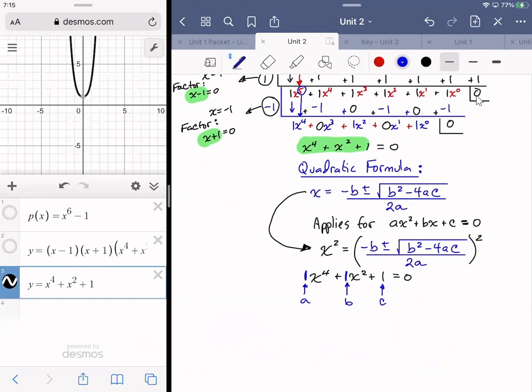Okay, so x squared would be -1 plus or minus the square root. Oh, this is where it all falls apart. I can't make a radical symbol anymore. Oh, there we go. 1 squared minus 4 times 1 times 1 all over 2 times 1.